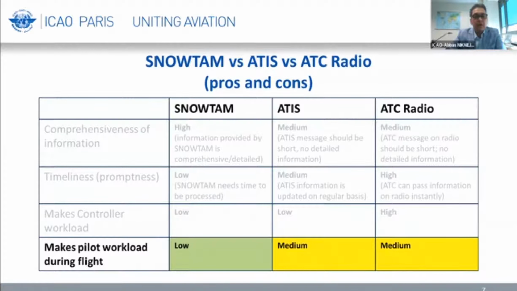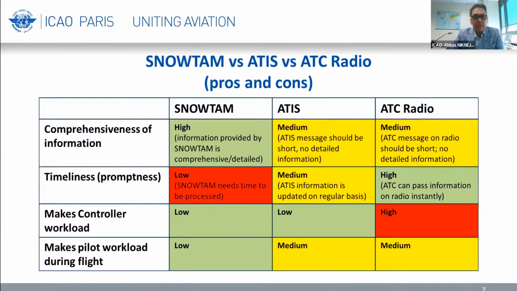And also in terms of pilots' workload when they are handling the flight, Snowtam will have lower impact because they had received it before and the information was processed. ATIS and ATC radio, since they are received during the flight, would make a bit more workload compared to a Snowtam. It's not a comprehensive analysis. It's not something referenced to any material. It's just trying to clarify that each of these categories has pros and cons.